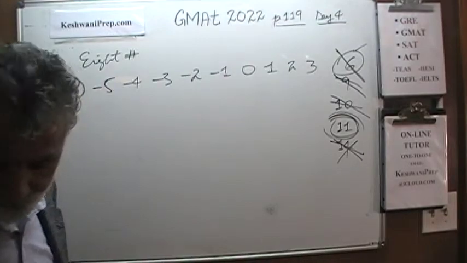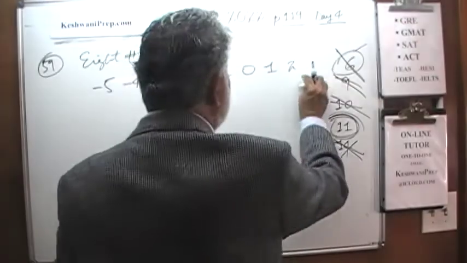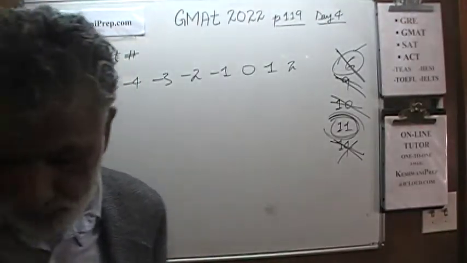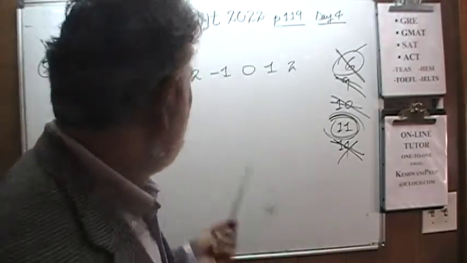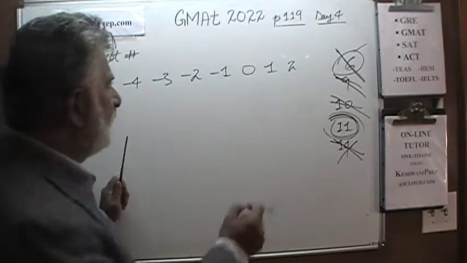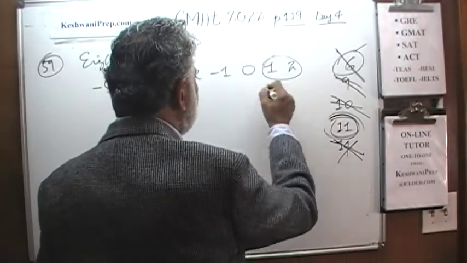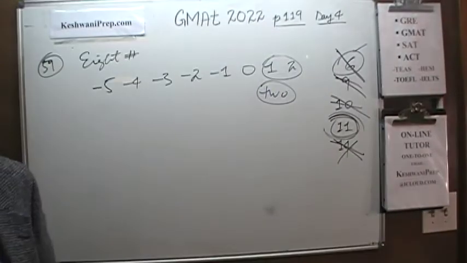Oh, that's too many. We only have 8 numbers. We are told that we have 8 numbers. And the question is very, very silly. The question simply is, how many of these numbers are positive? Obviously, 2 of them. There are only 2 positive numbers.